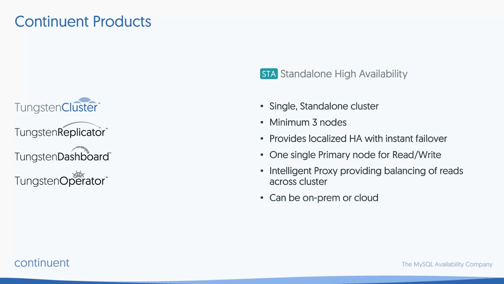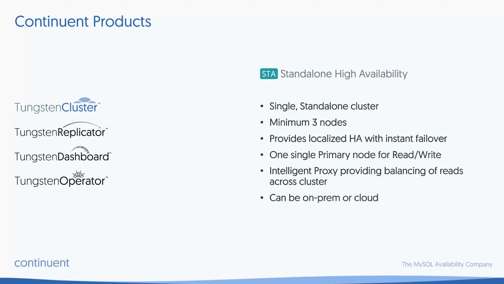First, our standalone cluster for high availability. This would typically be a minimum 3-node cluster which offers localized HA. You would have one single primary write node and 2 replica read-only nodes. More replica nodes can be added providing the total number of nodes are an odd number to maintain quorum, for example 3, 5, 7, etc.